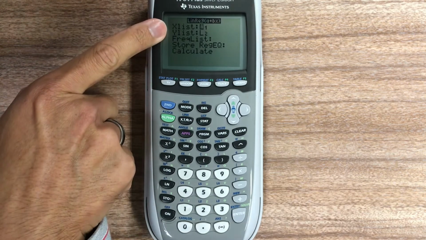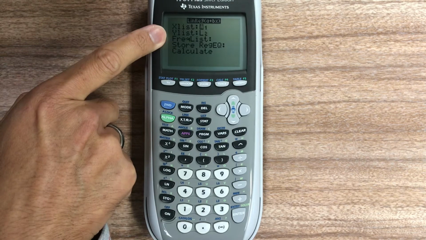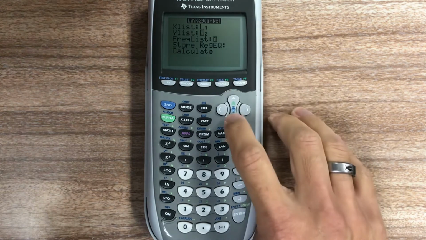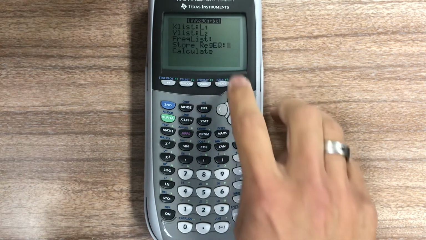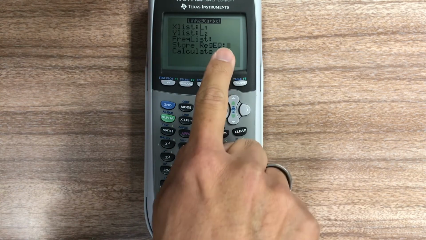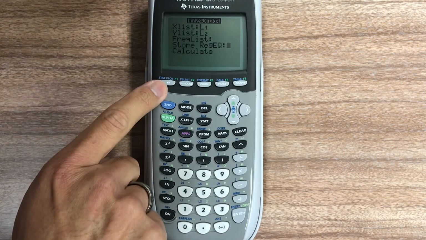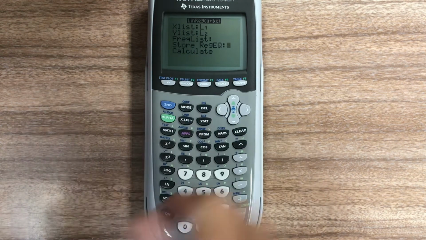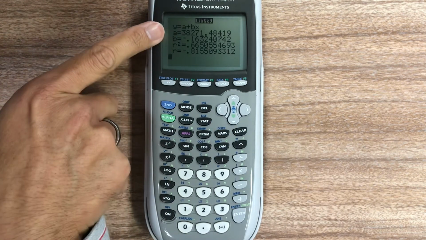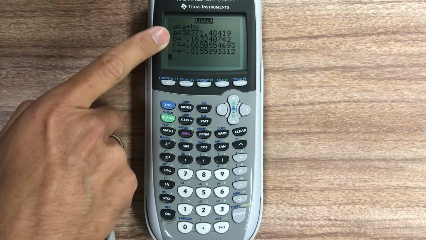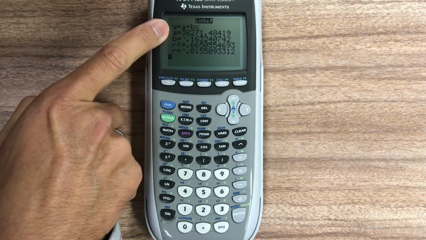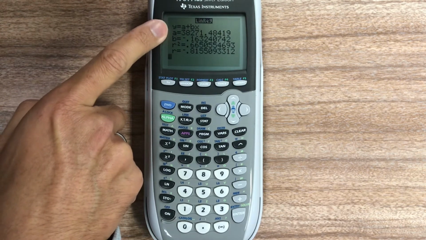Make sure you guys are using your correct X list and Y list. So L1, L2, I'm checking my list. That is correct. Don't worry about the frequency list or store regression equation. You can store it in an actual Y value or Y equation, like this one, Y equals. But we don't have to, because you're going to write this on paper. But you guys can calculate. And once you calculate, it gives you everything you need for the regression line and also for the correlation coefficient.